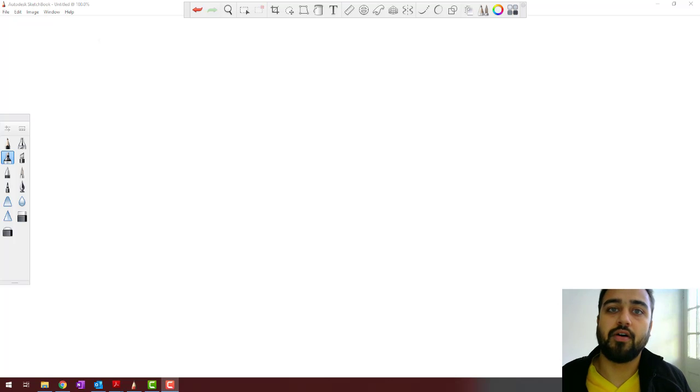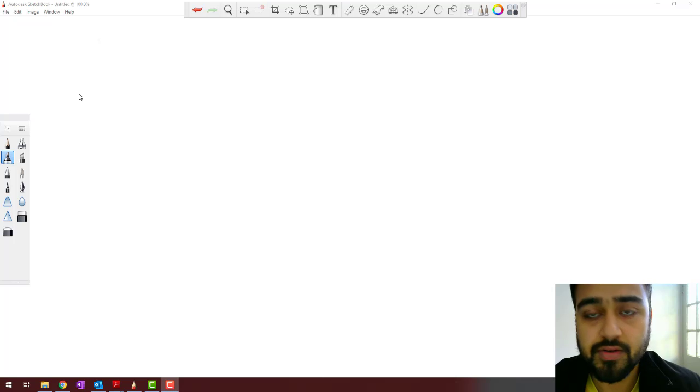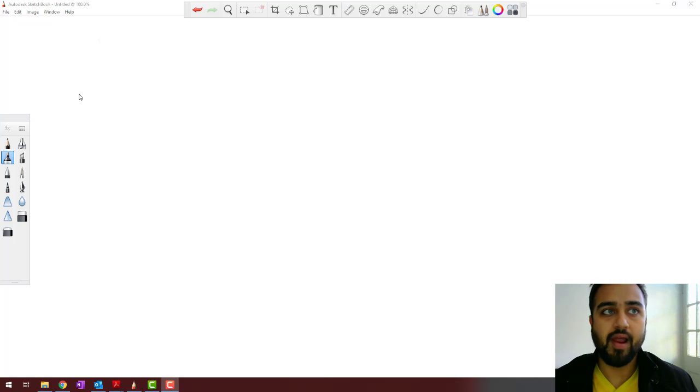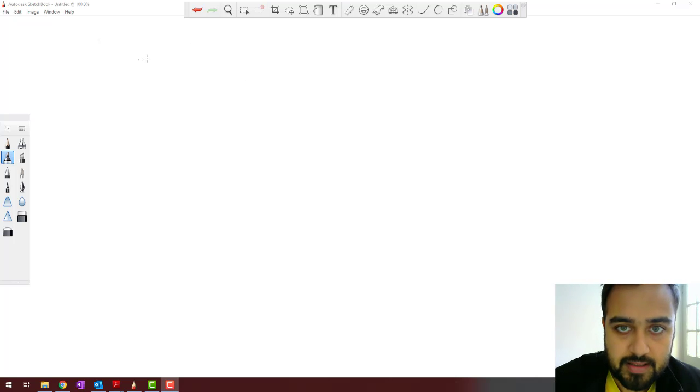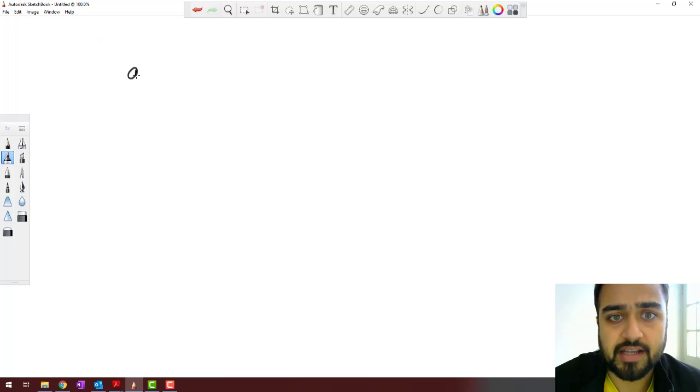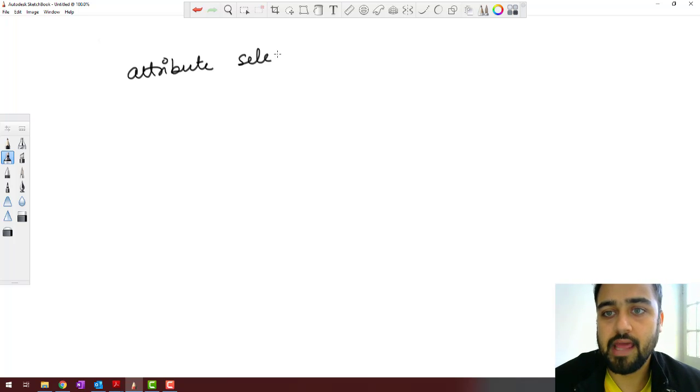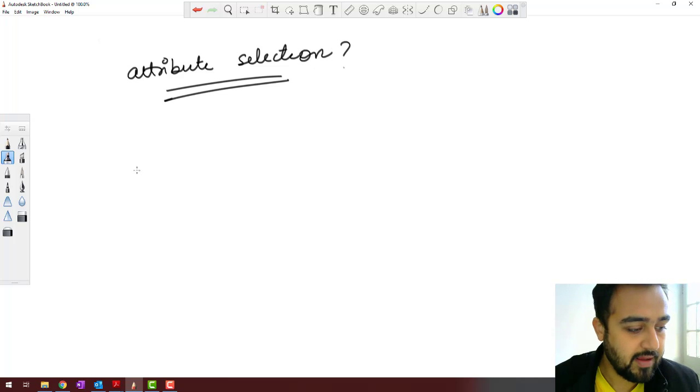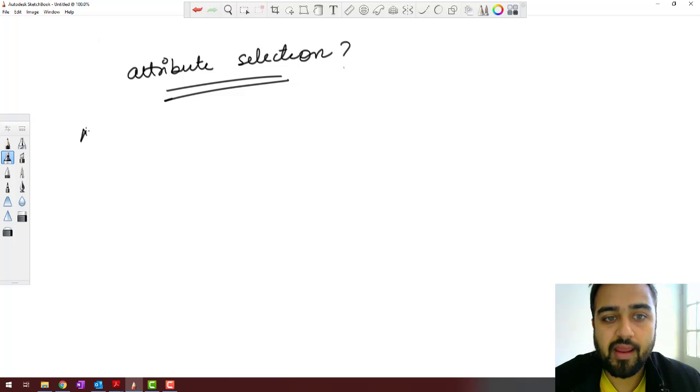Now comes the main question: how do you select your attribute? So now we tackle the question of how we select the right attribute, and how we choose which attribute to split on. This is attribute selection. There are many ways of selecting an attribute, and number one would be entropy.